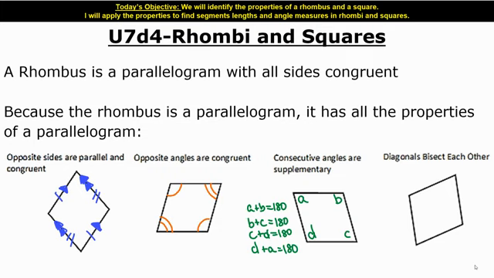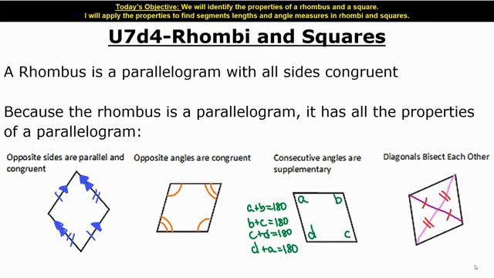For the last one, diagonals bisect each other. We should have drawn in our diagonals and put different pairs of matching tick marks. Because remember, the diagonals do not have to be equal to each other in a parallelogram.